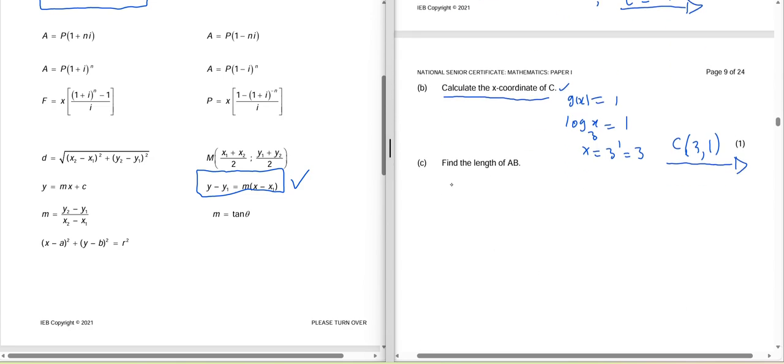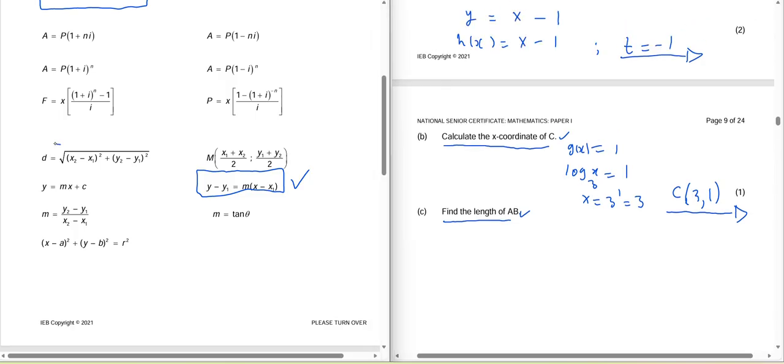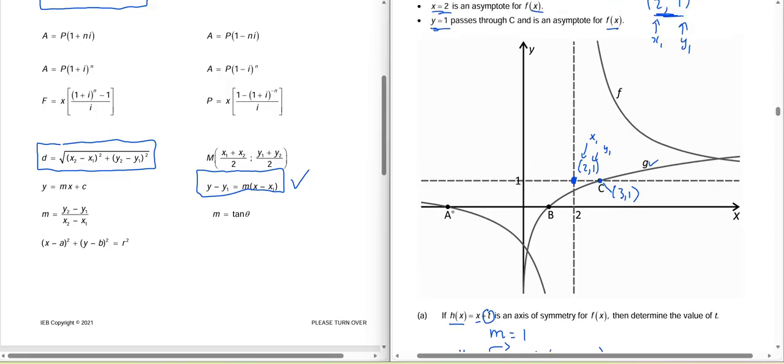And then let's go to the next one. Find the length of AB. Now let's go and check. This is the distance formula. And what do we use it for? We use it to calculate the length. So you will check if you will need it or not. Here we need the length of AB. So I need to find the coordinates of A and the coordinates of B. If I can find those, that is when I will know the distance, or the length, of AB. That is the only way of finding the length of AB.